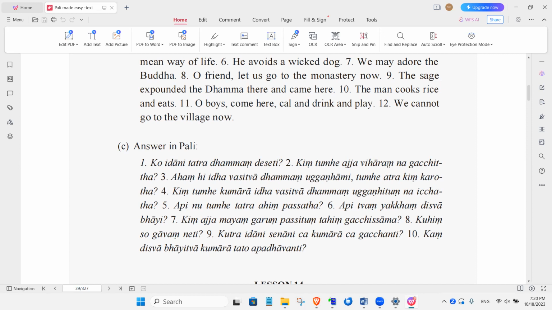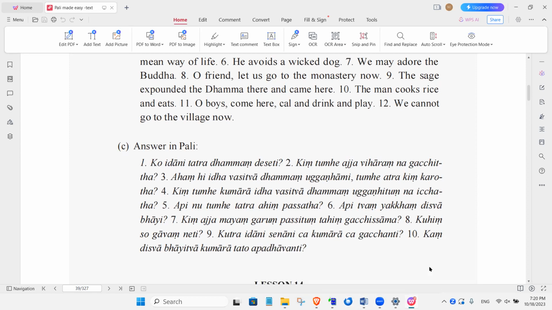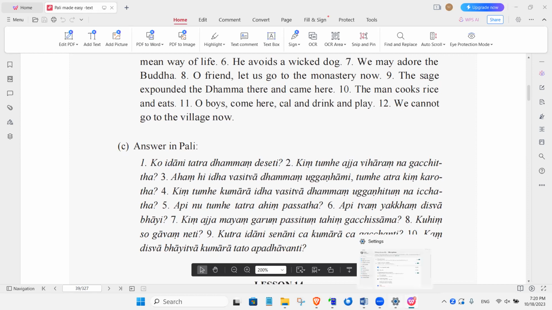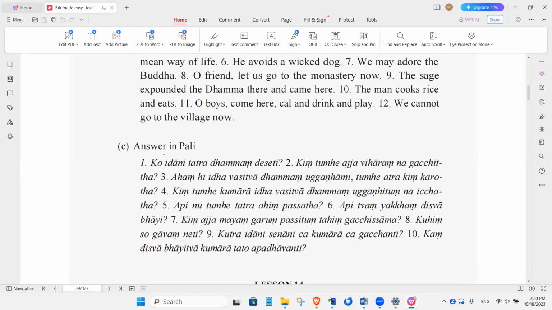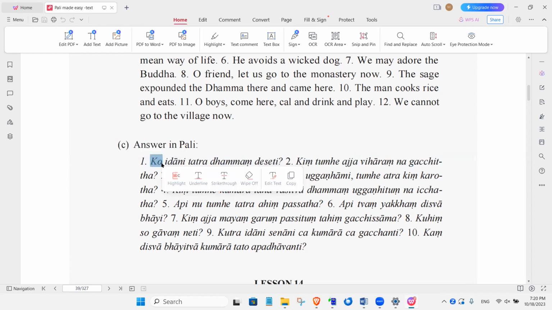So we finish this one, we still have plenty of time. That means, Saiji, when we do this one, we straight away answer without having to translate to English. You can see, for example, this is the 'who' already. You just copy the sentence here, like Sariputto thero, elder Sariputta, idani tatra dhammam deseti.